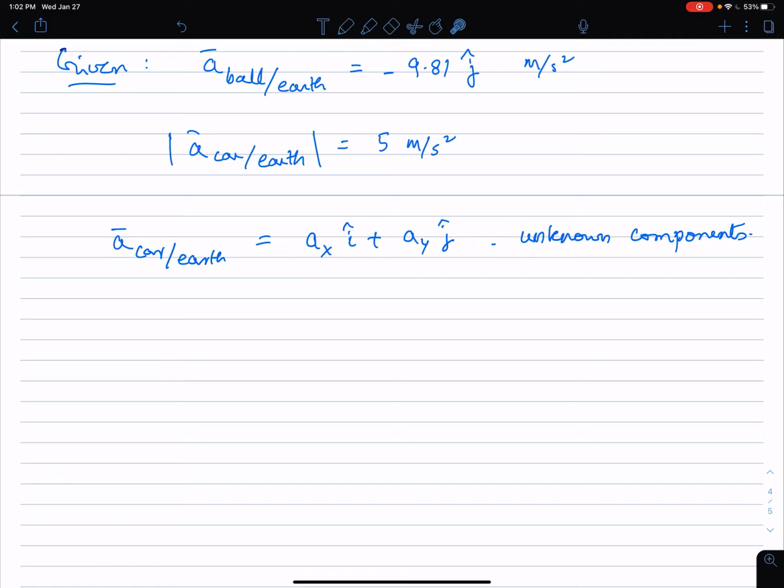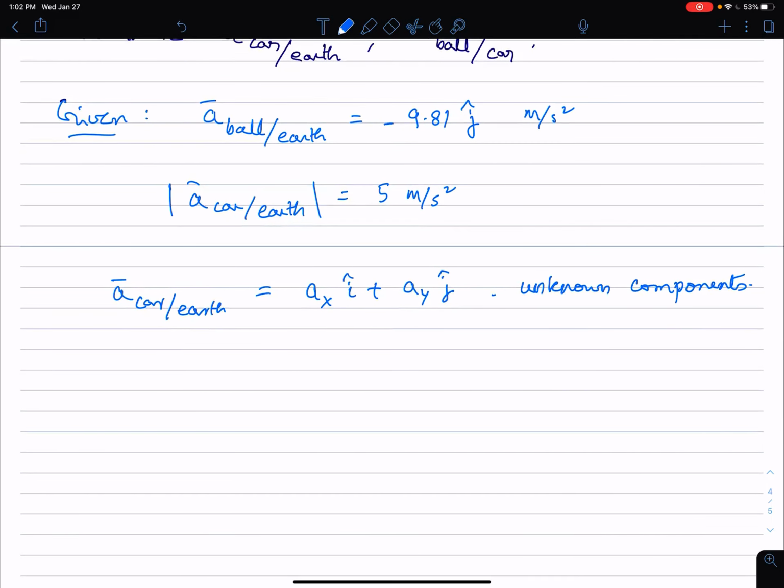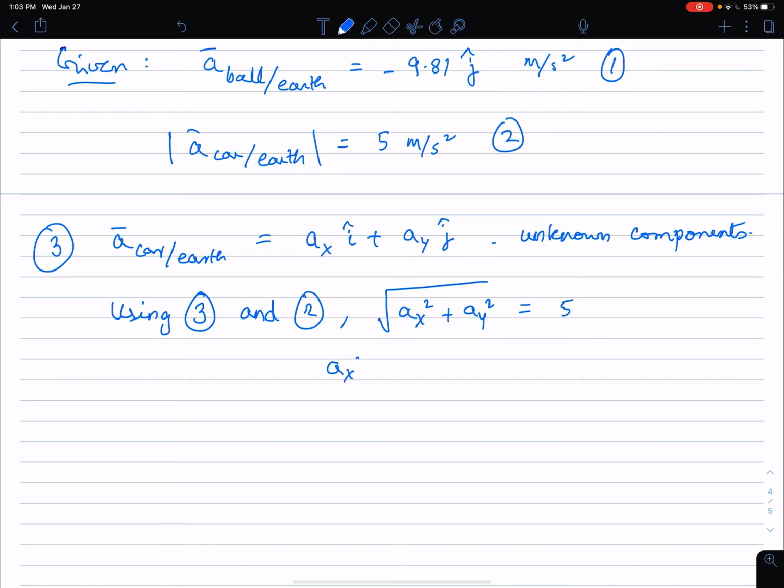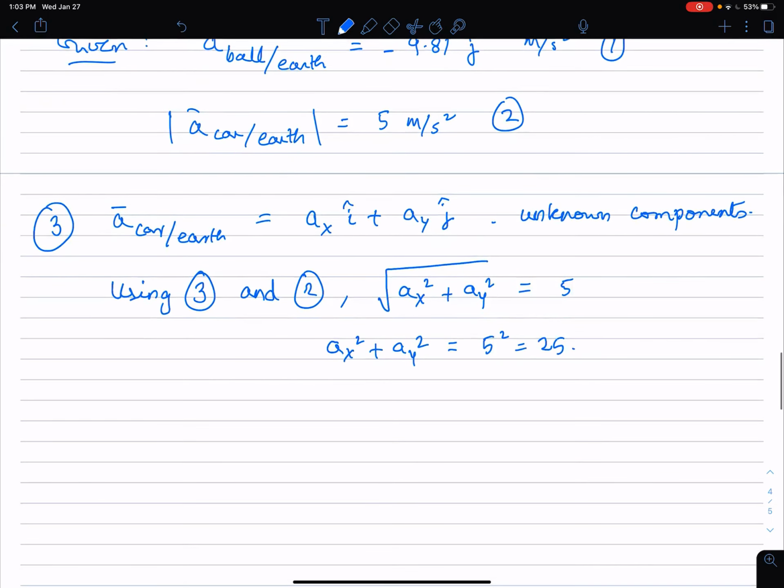Okay, so that's the acceleration of car with respect to Earth. So let's just label these things 1, 2, 3. So of course, using 3 and 2, what we're saying with 2 is basically that the square root of this square and this square is basically 5 meters per second squared. Or AX square plus AY square equals 5 square equals 25. Okay, so that's something that we're saying.